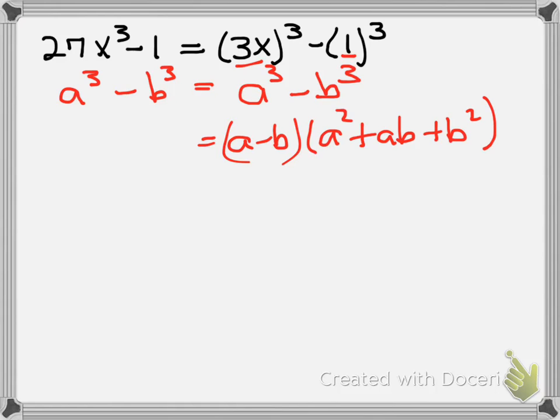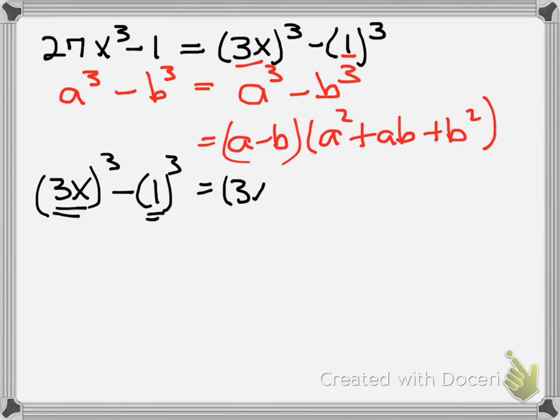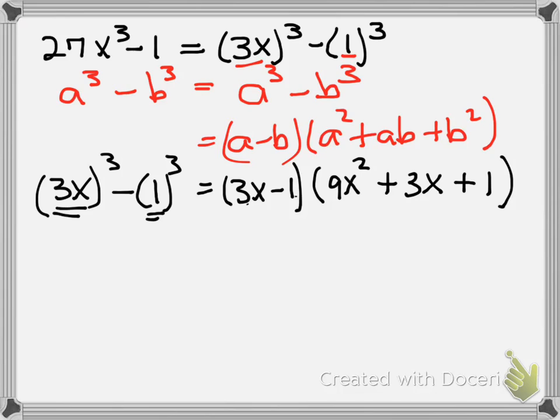So now I'm going to do the problem. 27x cubed, so it's 3x cubed minus 1 cubed. I'm going to replace the a with a 3x and the b with a 1. So it's going to be 3x minus 1. 3x squared will be 9x squared, plus a times b is 3x times 1, plus 1 squared, which is 1. There you go. And this part will not be able to factor any further. There you go with the sum and difference of two cubes.